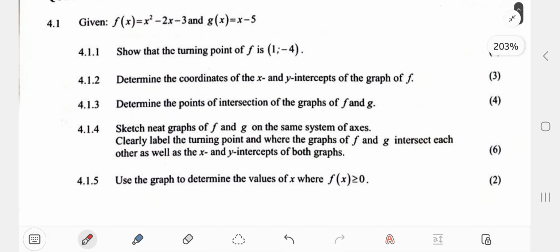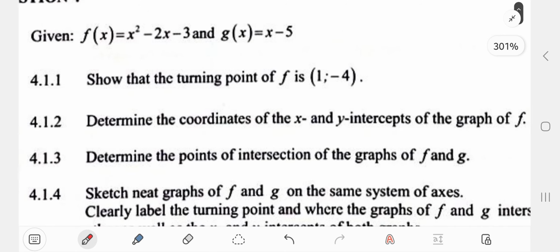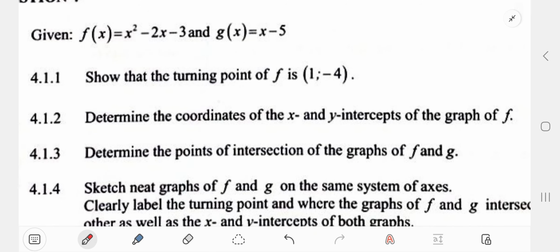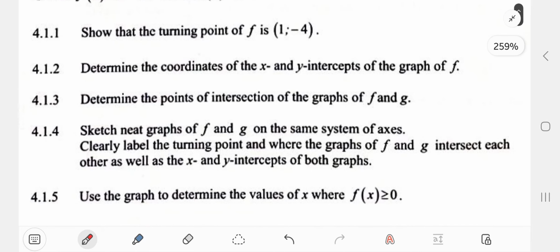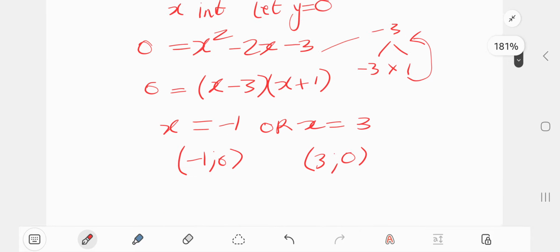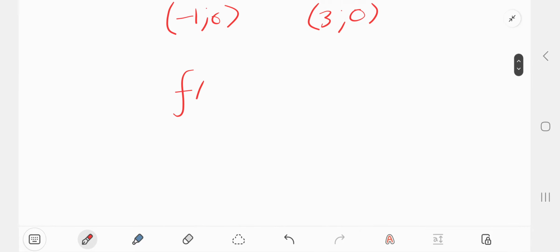So let's move to the next question, which asks us to determine the point of intersection of the graphs of f and g. Let's understand something. Where two graphs meet, they are equal at that specific point. So now we need to determine the coordinates, the points of intersection between the two graphs. So we need to equate these two graphs, because at the point of intersection, at that specific point, they're not always equal, but at that specific point, they share an x value and a y value. So for the point of intersection, we need to say f of x is equal to g of x.